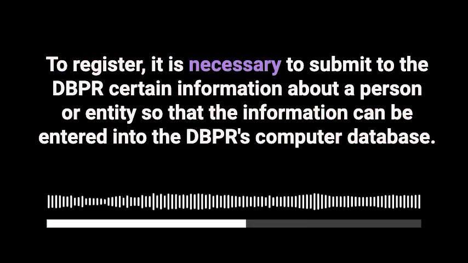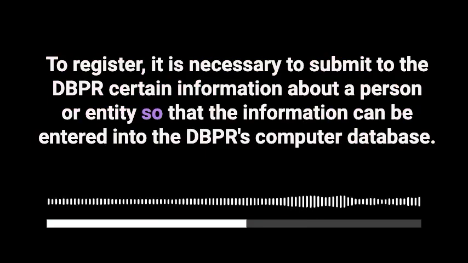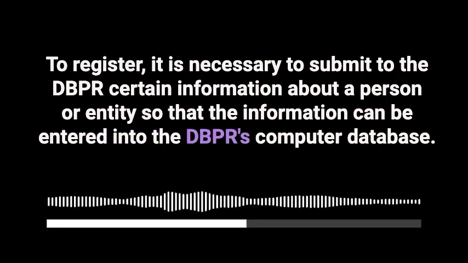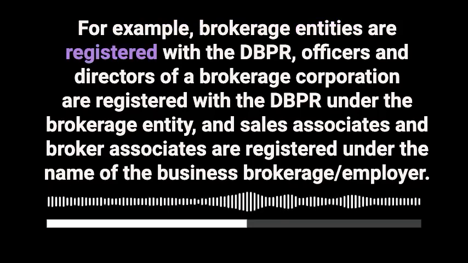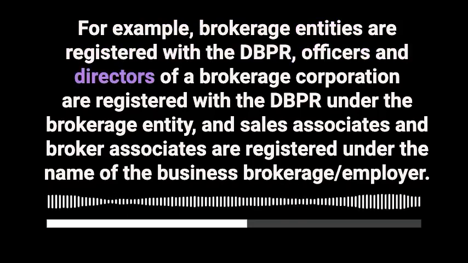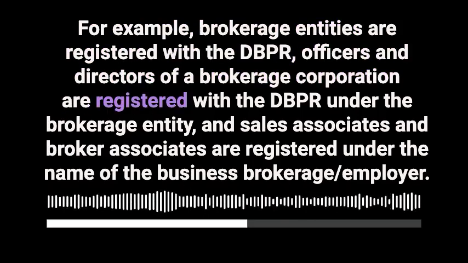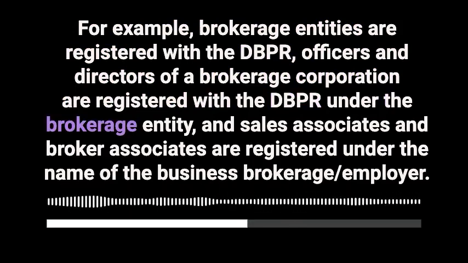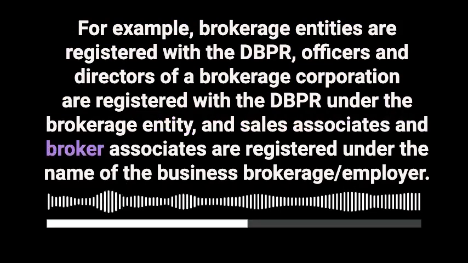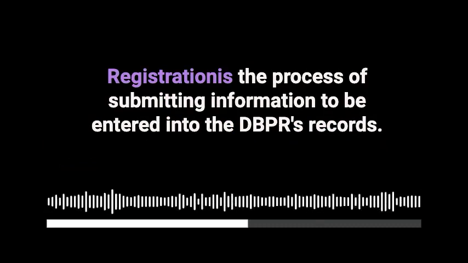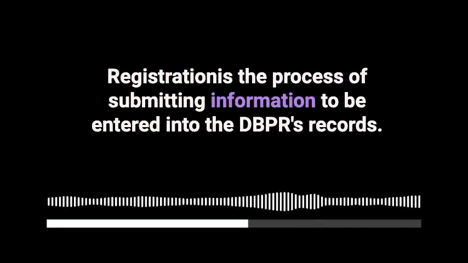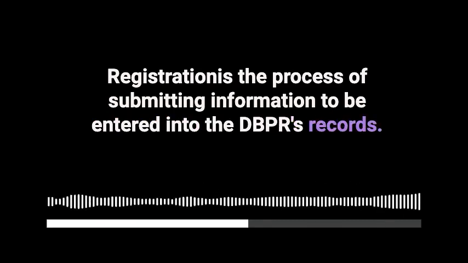To register, it is necessary to submit to the DBPR certain information about a person or entity so that the information can be entered into the DBPR's computer database. For example, brokerage entities are registered with the DBPR. Officers and directors of a brokerage corporation are registered with the DBPR under the brokerage entity. And sales associates and broker associates are registered under the name of the business brokerage employer. Registration is the process of submitting information to be entered into the DBPR's records.